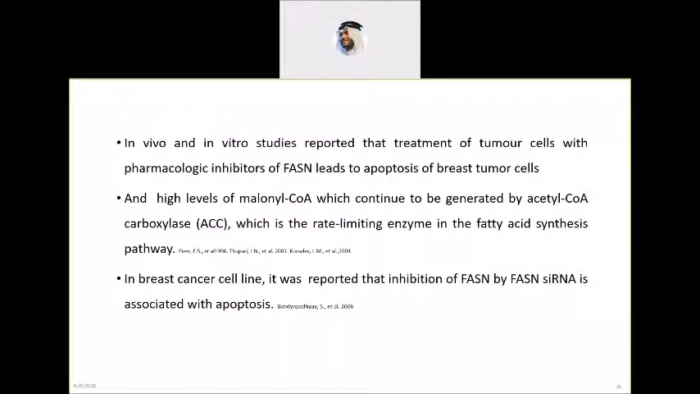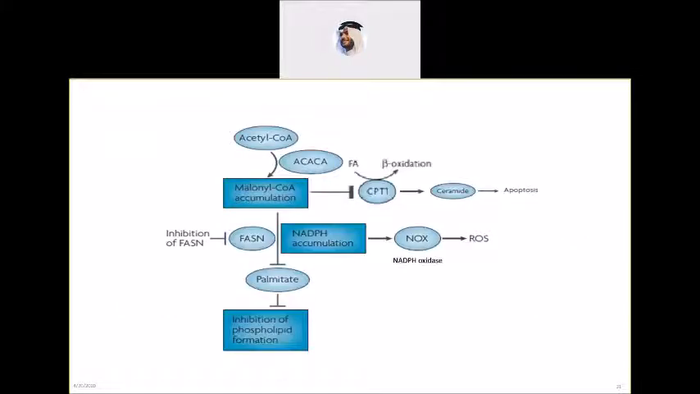In vivo and in vitro studies reported that the treatment of tumor cells with a pharmacological inhibitor of FASN leads to apoptosis of breast tumor cells, and a high level of malonyl-CoA, which continues to be generated by acetyl-CoA carboxylase, the rate-limiting enzyme in the fatty acid synthase pathway. In breast cancer cells, it was reported that inhibition of FASN by FASN small interfering RNA is associated with apoptosis.